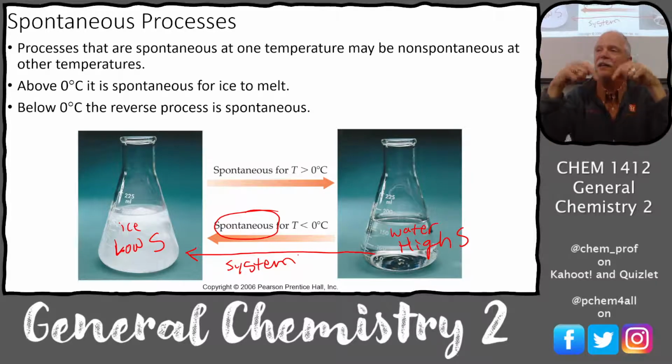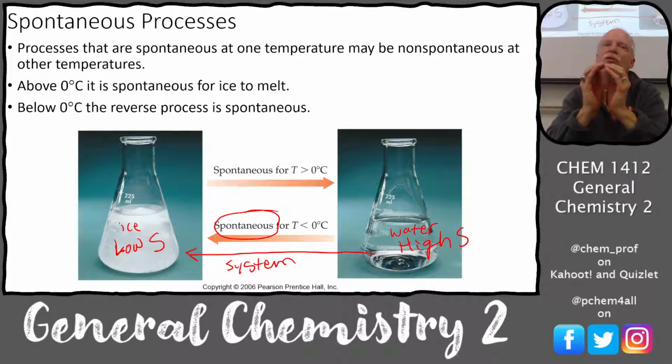So the system can decrease in entropy if the surroundings increase more. And so that's how we're using entropy to make this spontaneous decrease. We're using the entropy of the universe increasing to make a small local system decrease its entropy. And we do that all the time.